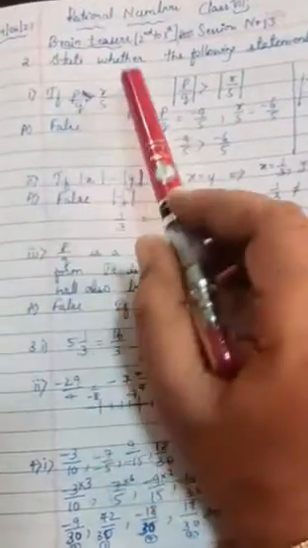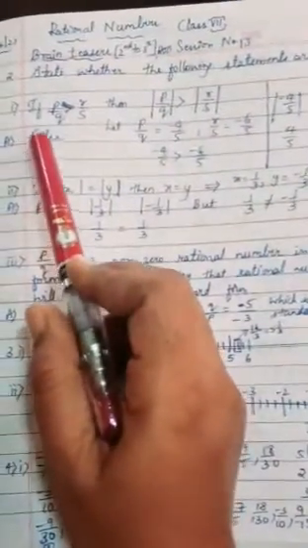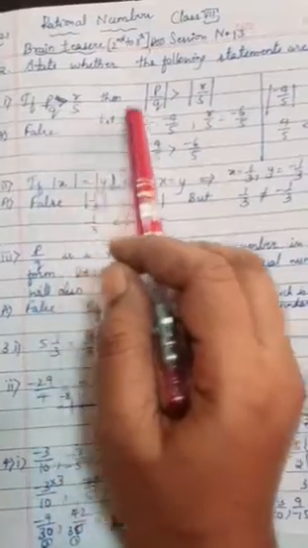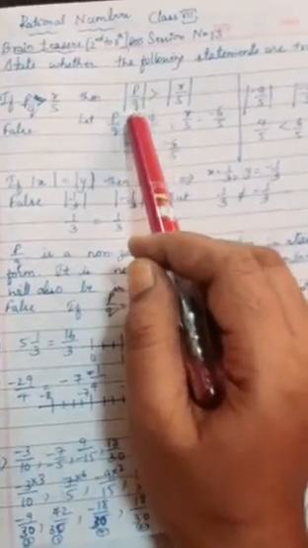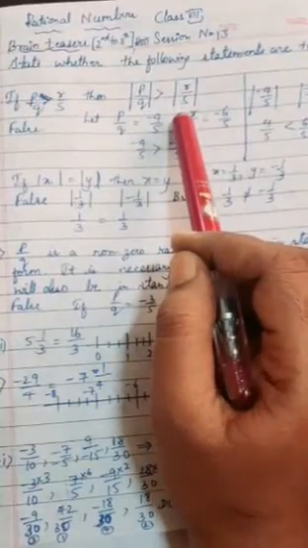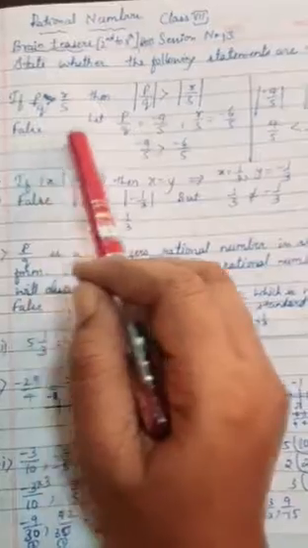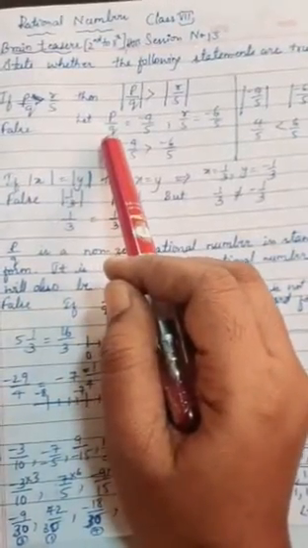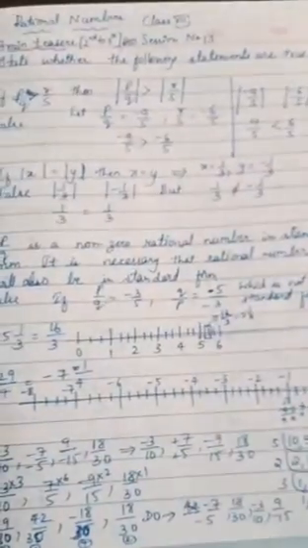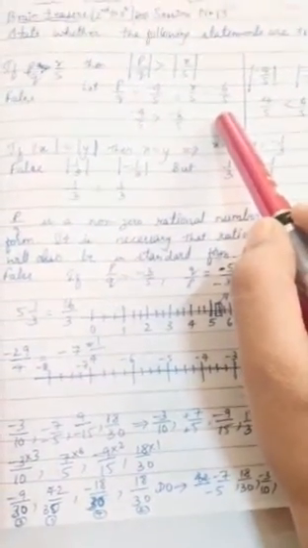Second question is, state whether the following statements are true. First statement is, if P by Q is greater than R by S, then absolute value of P by Q is also greater than absolute value of R by S. This statement is false because here let me take the rational number P by Q as minus 4 by 5 and R by S as minus 6 by 5, children.